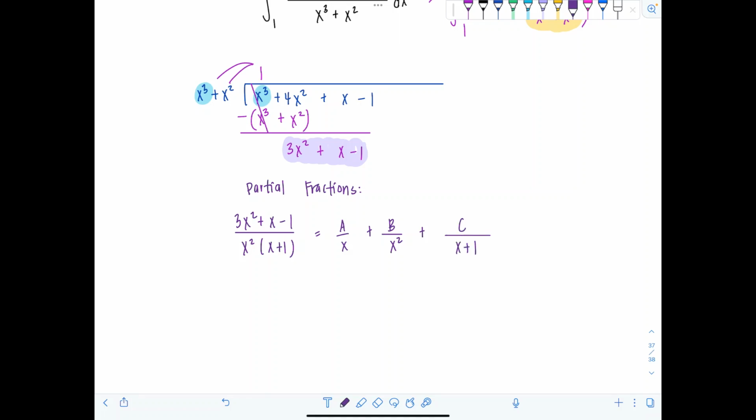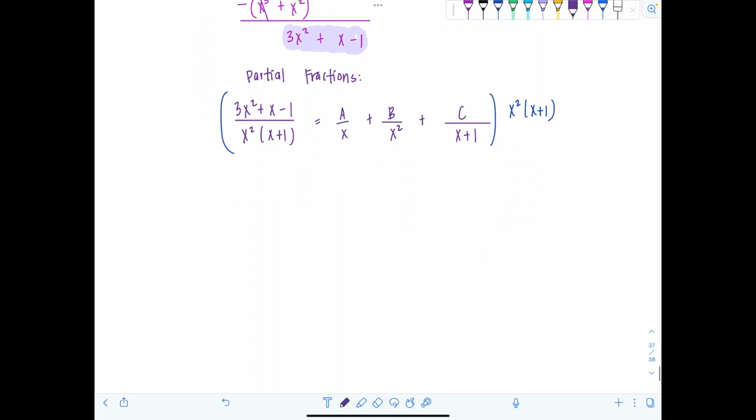If you need a refresher on partial fraction decomposition, all the videos are linked in my description box. Okay, let's multiply through now by the LCD, which is x squared times x plus 1, and see what we have here. So this is going to be 3x squared plus x minus 1 equals Ax times x plus 1 plus B times x plus 1 plus Cx squared.